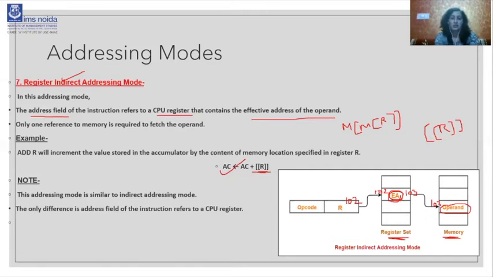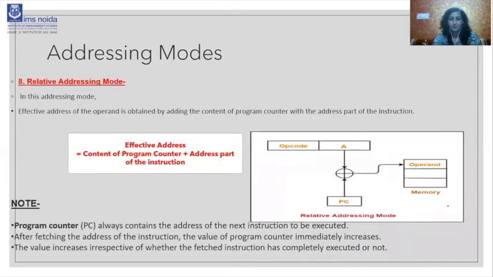In register indirect, first the operand is searched in the register set, and in the register set the effective address shows the address of the memory. Clear? Now the next is the relative addressing mode. What is relative addressing mode?